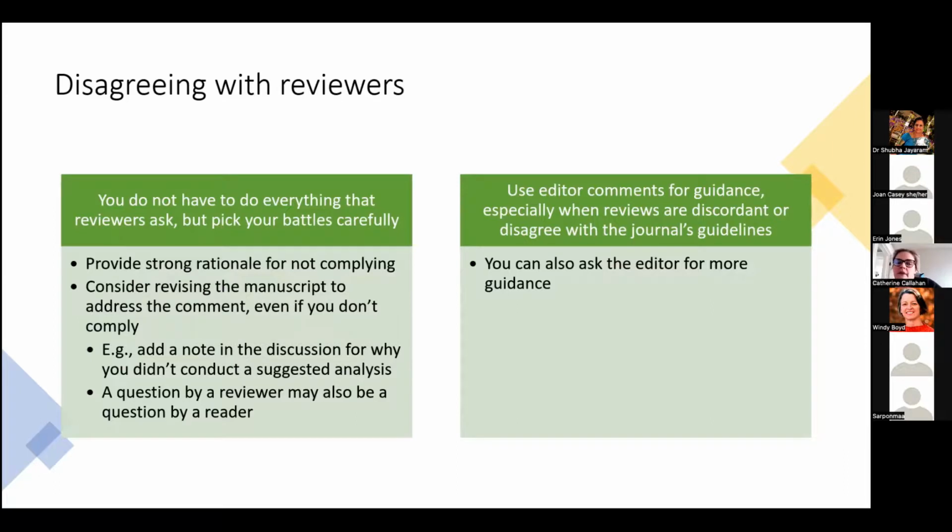And something to think about is that if a reviewer has a question, this might also be a question by a future reader. And so it's good to address it in the manuscript itself instead of just in the response to reviewers. If the reviews are discordant or disagree with the journal's guidelines, you should use the editor's comments for guidance. If the editor's comments aren't informative, you should also ask them for more guidance as needed.